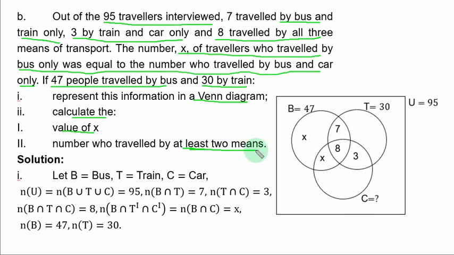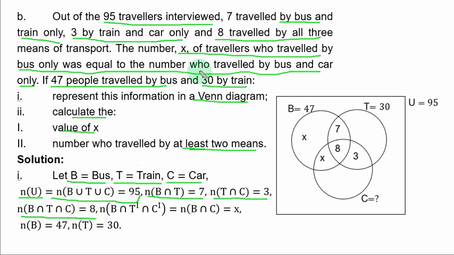Solution: we have to define the subsets for easy writing. Let B represent bus, T represent train, and C represent car. From the question, the total travelers interviewed means the universal set, which is equal to the union of the three subsets, and that is 95. Those that traveled by bus and train, and means intersection, so B intersection T is 7. Those that traveled by train and car are 3. Those that traveled by all three means, the intersection of the three subsets, are 8.